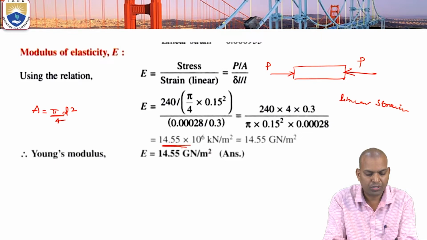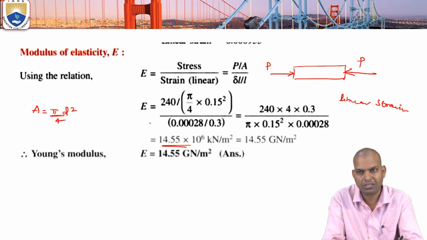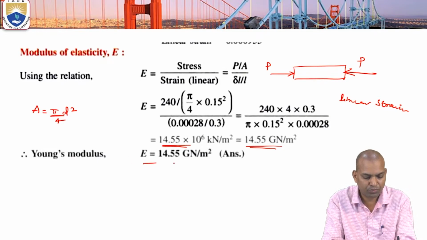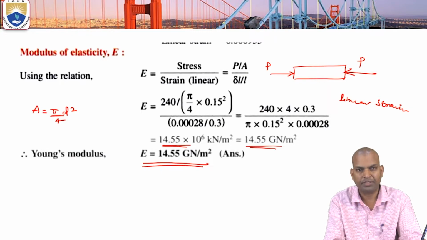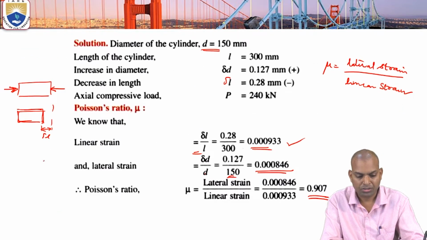The obtained value is 14.55 into 10 power 6 kilonewton per square meter. Why kilonewton per square meter? Because the stress is in units of kilonewtons, the area is in square meters, and delta L by L is meters by meters. Thus we obtained 14.55 giganewton per square meter. This is the Young's modulus. The value of the Young's modulus E equal to 14.55 GN per meter square and the Poisson's ratio is 0.907.